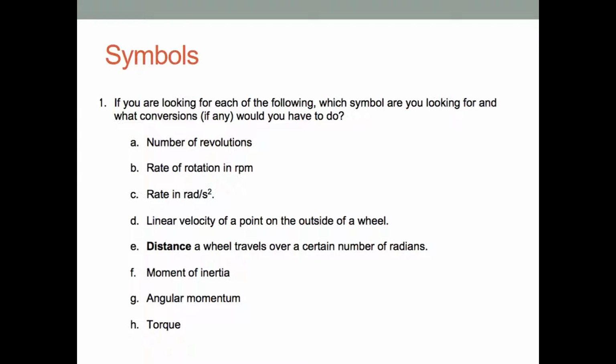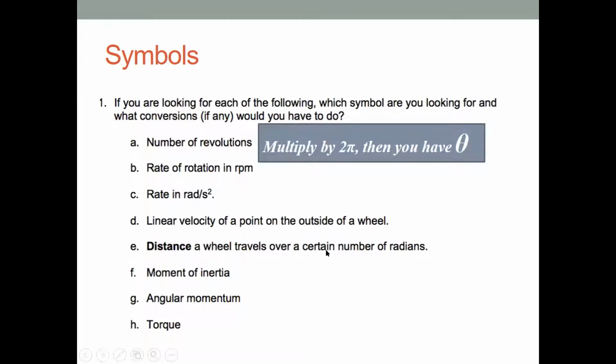Emma Cooper, symbol for number of revolutions, theta, and what conversion you have to do. So for number of revolutions, what you're looking for is theta. If you have revolutions, you multiply by 2 pi. So the revolution is a theta. Okay. Braylon, tell me about RPMs.